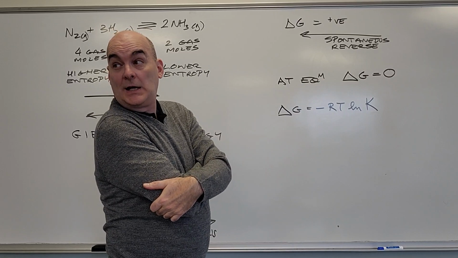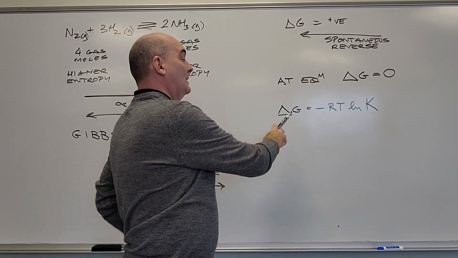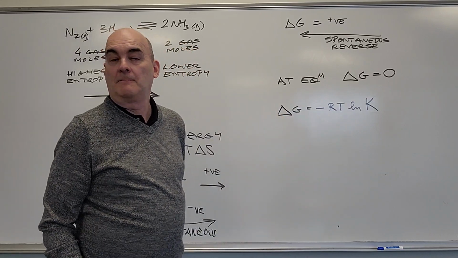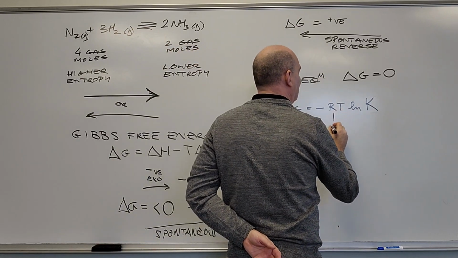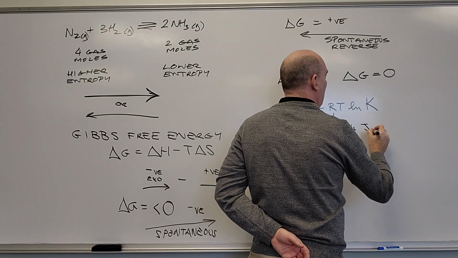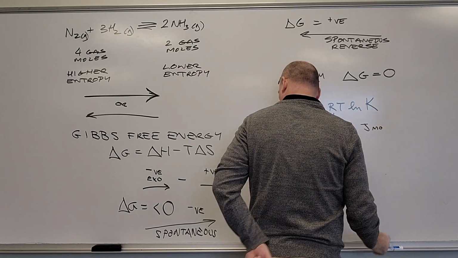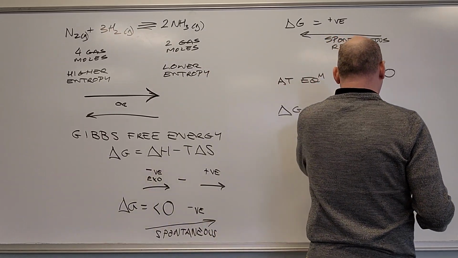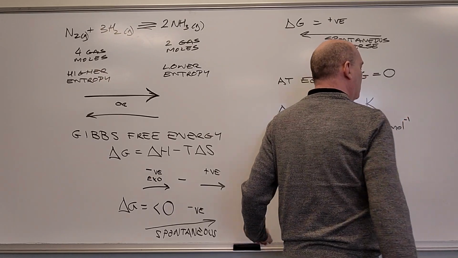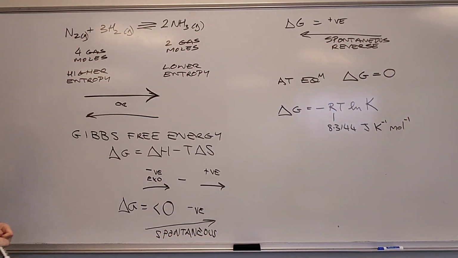But this time, this is an energy. It's in joules. So this gets to be 8.3144 joules. We usually write the Kelvin first. Joules per Kelvin per mole. 8.3144. It's the same number, just imagined a different way. Okay.